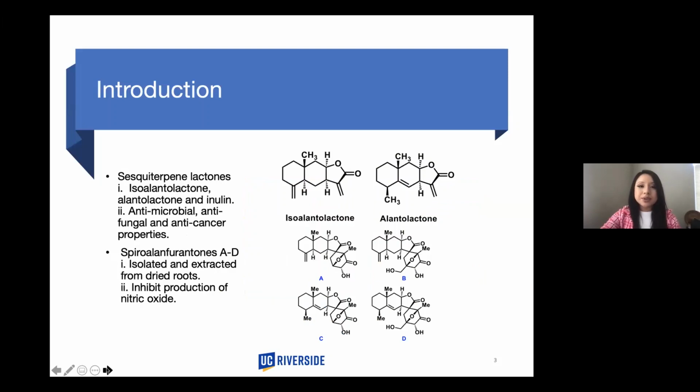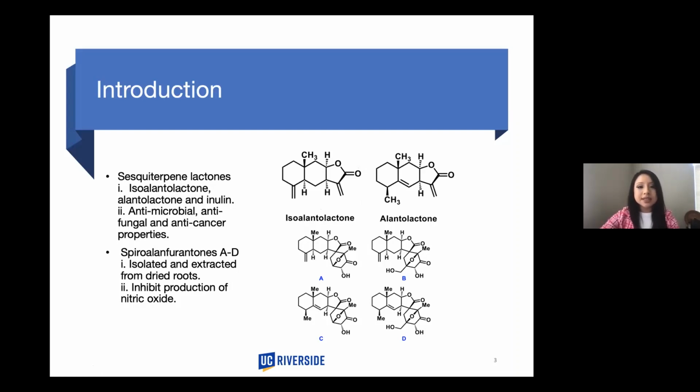Now, this can be due to the fact that Inula helenium has sesquiterpene lactones present in it. More specifically, it has isoallantalactone, allantalactone, and inulin. So as you can see right here, I'm pointing to the isoallantalactone, and it closely resembles its isomer, allantalactone. It is believed that this functional group here with these oxygens is responsible for the medicinal properties of the plant. More specifically, we have antimicrobial, antifungal, and anti-cancer properties.